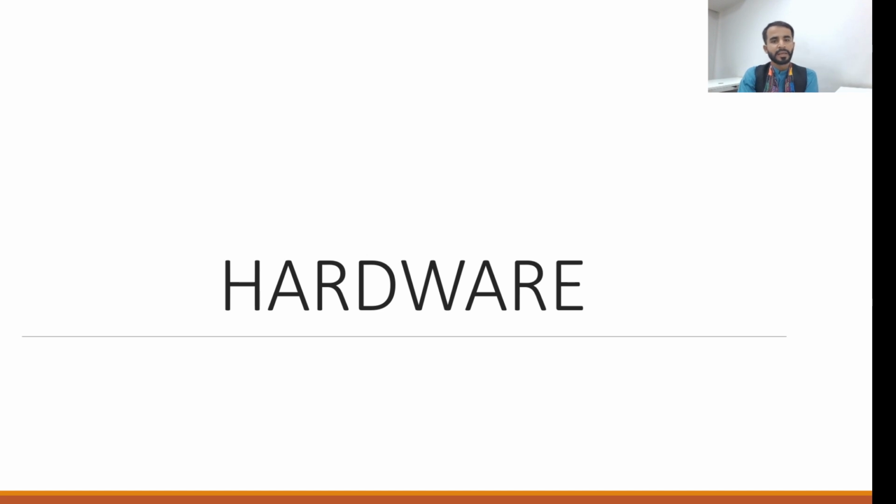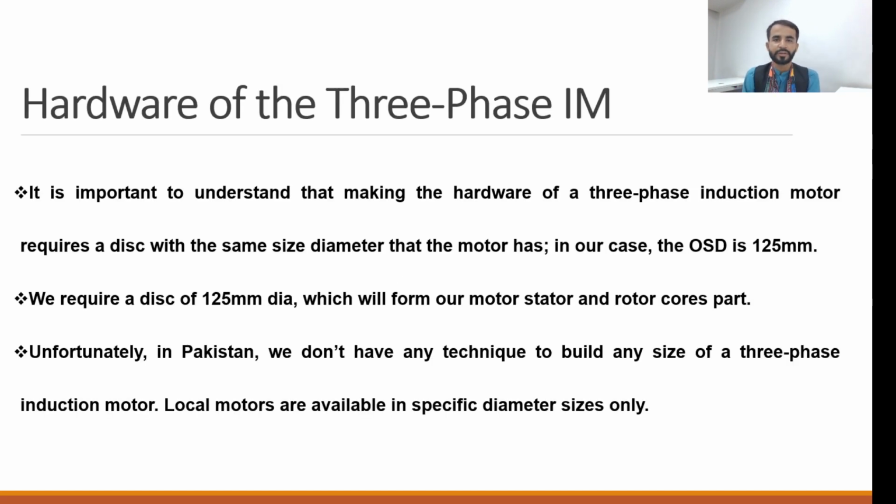Here is the hardware part. As for making the hardware of our three-phase induction motor in our country, in Pakistan, we didn't find the exact size of disk from which we can build our hardware. So it is important to understand that making the hardware of a three-phase induction motor requires a disk with the same diameter that the motor has. In our case, the outer stator diameter is 125 millimeter, which is why we require a disk of 125 millimeter diameter, which will form our motor stator and rotor cores part.